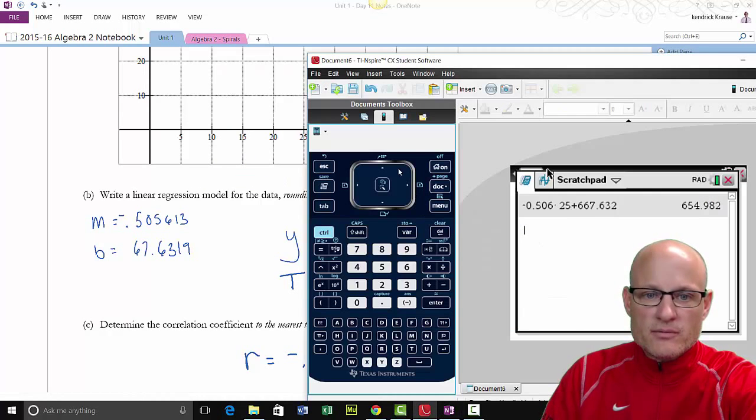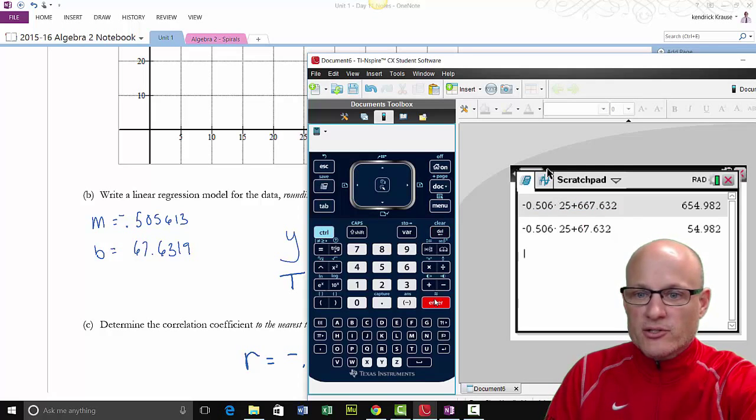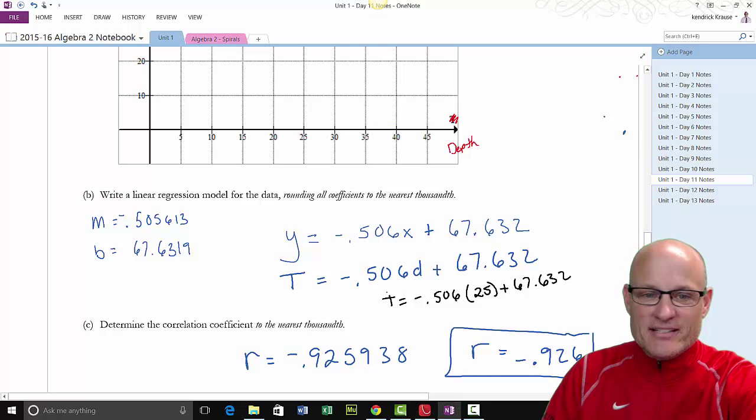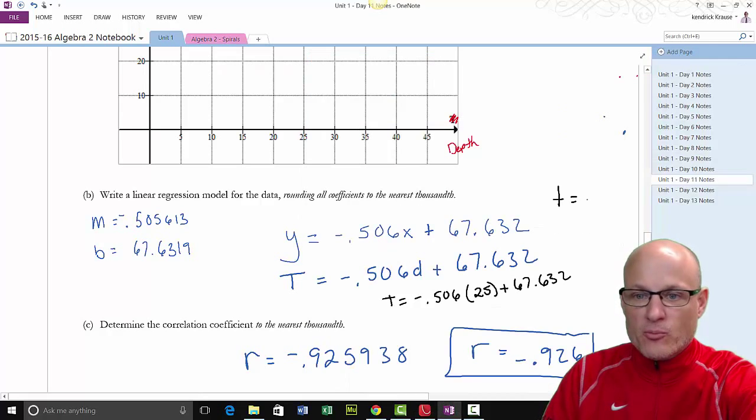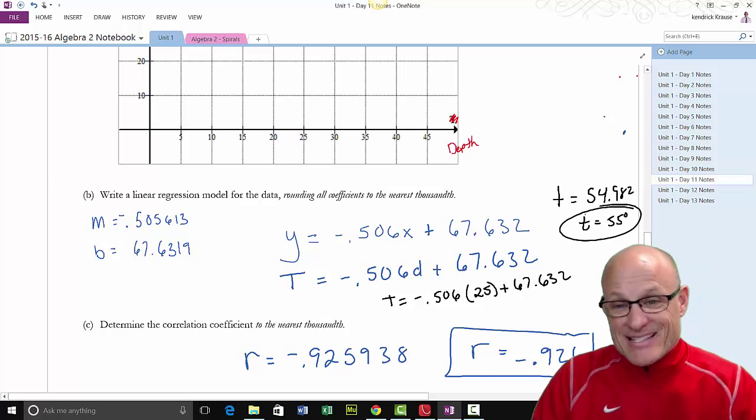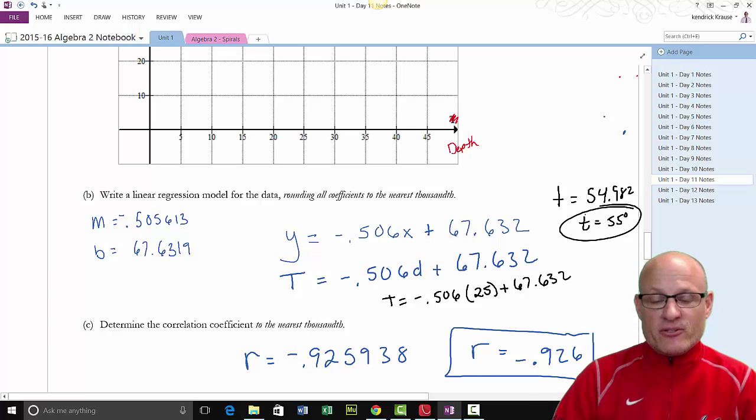Oh, it's 66. Dumb. I already had a 6 in. Delete. Enter. 54.98. So my temperature should be somewhere around 54.982 degrees. Round to the nearest temperature, the temperature would be about 55 degrees. So at 25 meters, it should be 55 degrees.